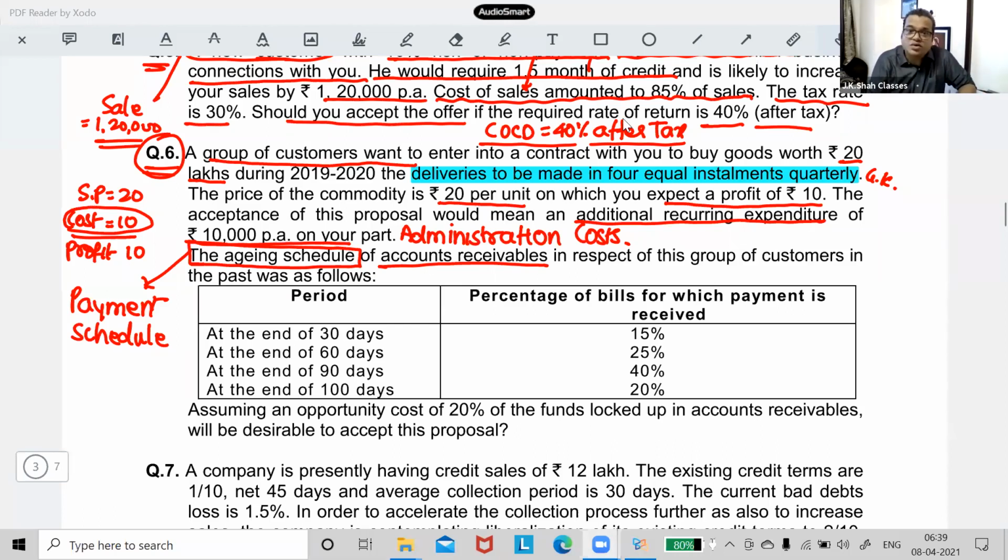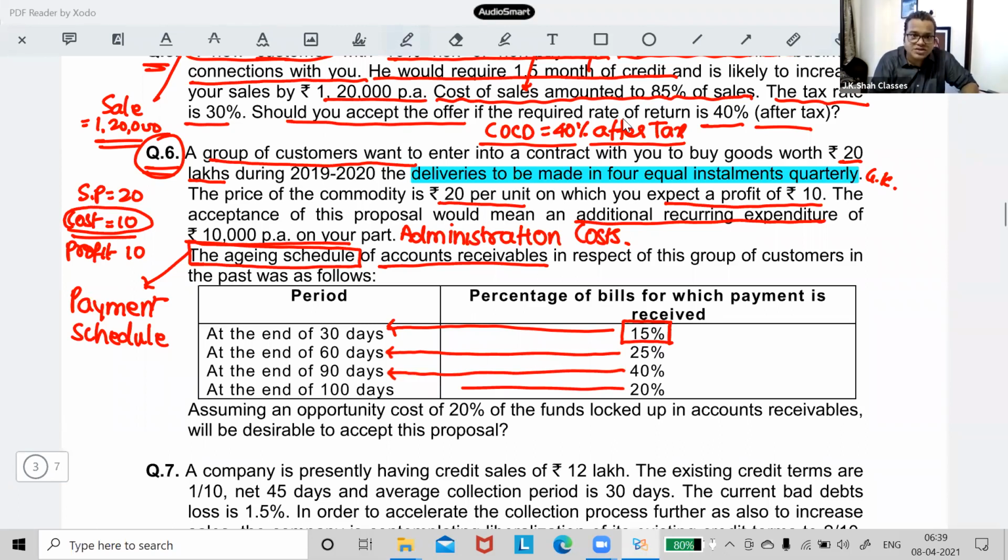See, out of your total debtors, to 15% of your debtors, you are allowing how many days? 30 days. You understood what I was telling some time back, right? Then 25% of the debtors will pay me after 60 days. 40% of the debtors will pay me after 90 days, and 20% of the debtors will pay me after 100 days. So, guys, now I have a simple question for you all. How many plans are there? Only one plan, or 4 different plans? Only one plan. Within one plan, you're offering 4 different patterns of credit to your debtors.